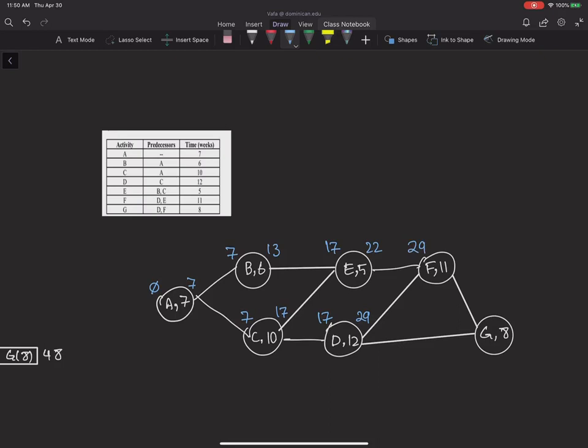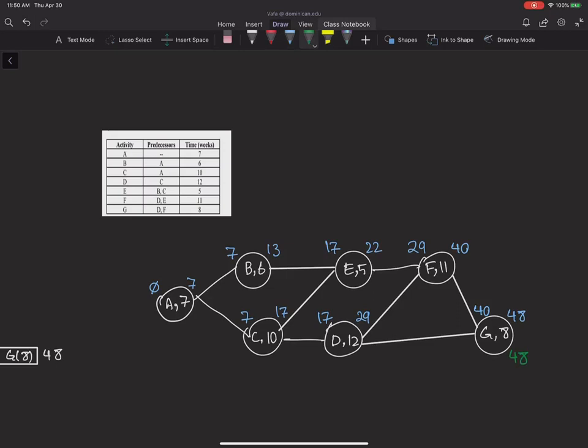Remember, in going forward, I take the maximum. Going backward, I take the minimums. 29 would be earliest start of F, and 29 plus 11 will give me 40. Between 40 and 29, I take 40 as the earliest start of G, and the early finish would be 48. Now let's do the backward pass.